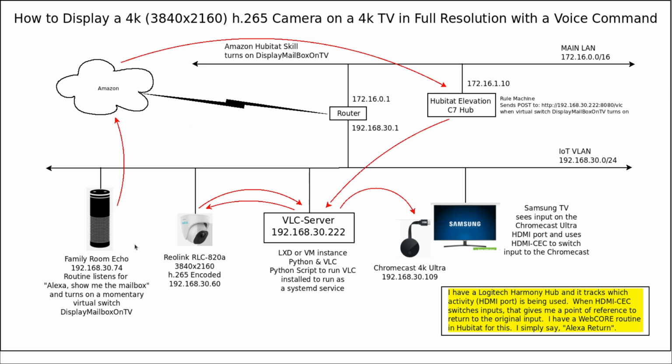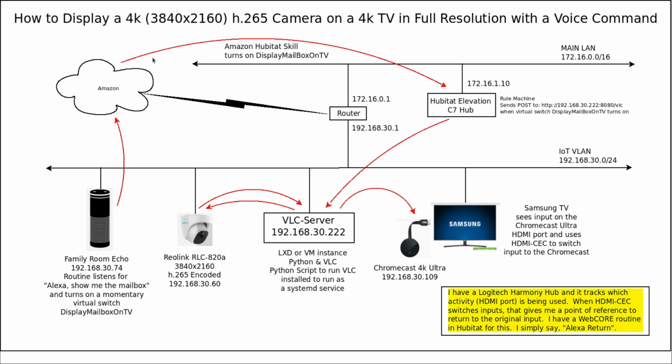So starting down here, I have an Amazon Echo in my family room. It's actually truly an old style Echo, and it listens for the command "Alexa, show me the mailbox," and it turns on a momentary virtual switch over in the Hubitat, which is named Display Mailbox on TV. So this goes out to Amazon, and it runs a routine, and that routine listens for that phrase, and once it hears that phrase, it turns on that switch.